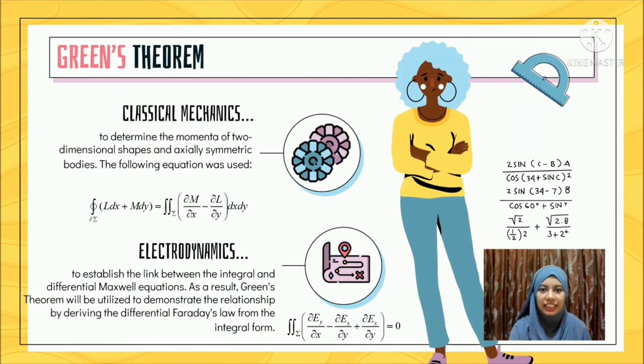In classical mechanics, Green's theorem was used to determine the moments of two-dimensional shapes and axially symmetric bodies. The following equation was used, which is the integral of L dx plus M dy, which is equal to the double integral of the derivative of M with respect to x minus the derivative of L with respect to y, dx dy.